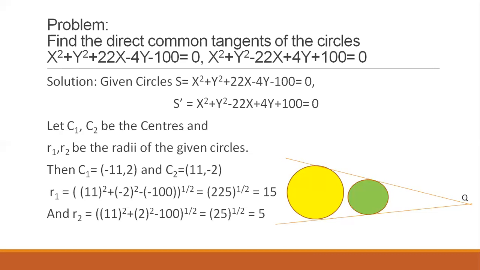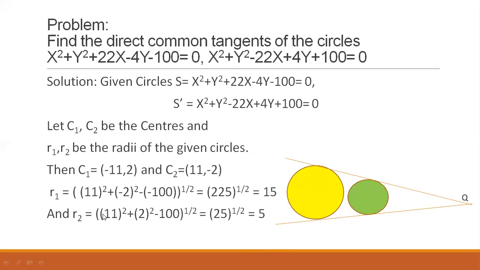Similarly, R2, radius of the second circle, is root of g square, 11 square, plus f square, 2 square, minus c, minus 100. Children, in the second circle, g is minus 11. By mistake, I have taken 11. But when we square, again it will be plus 11 whole square. It doesn't matter, but we should write the correct value as minus 11 whole square, children.